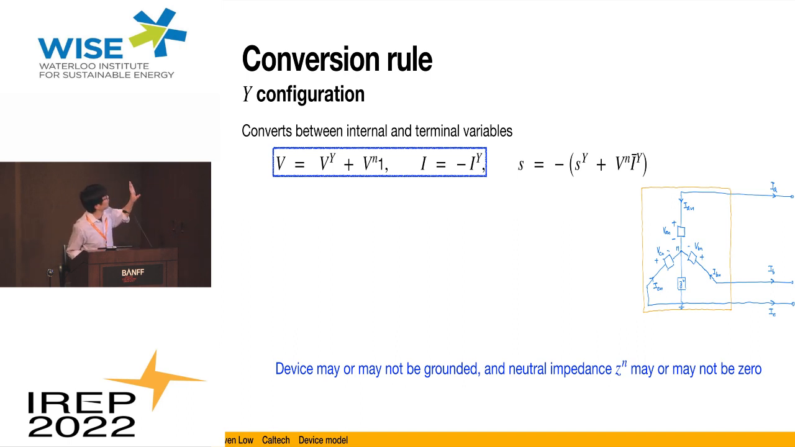So the conversion rule for Y configuration is very simple. V of Y is the voltage across internal devices, the 3-dimensional vector. Vn is the voltage of the neutral. 1 is the 1 vector, 1, 1, 1, right?